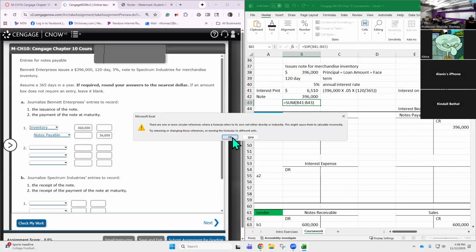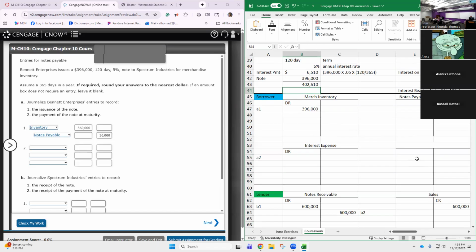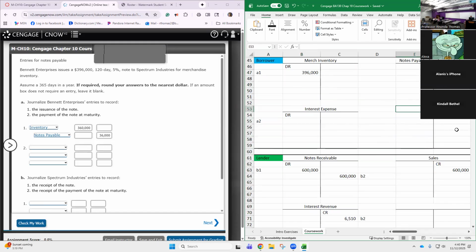So we want to add these two numbers together. So we're going to pay them back. So I'm going to put cash here. Cash here.